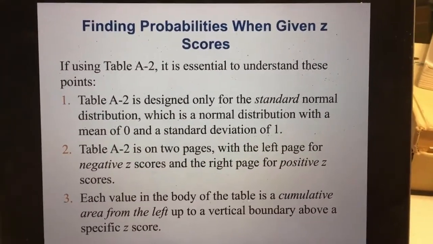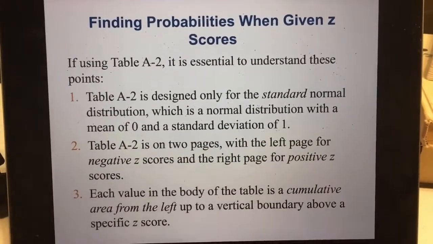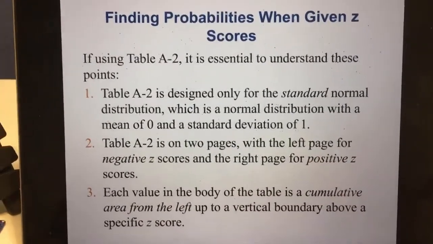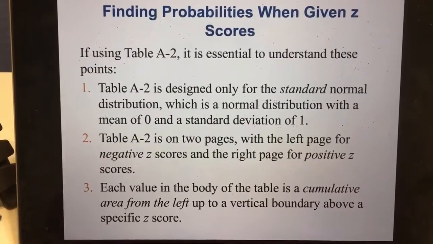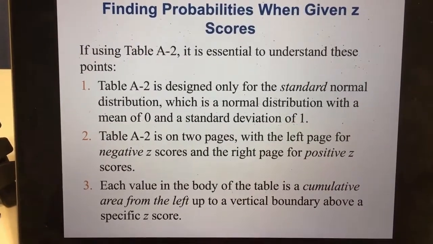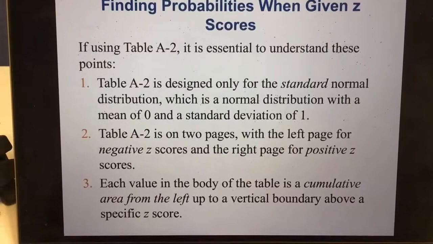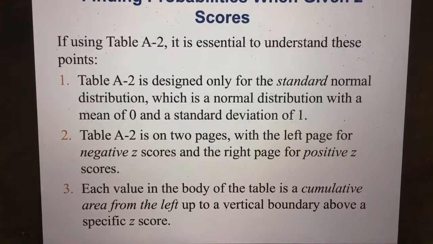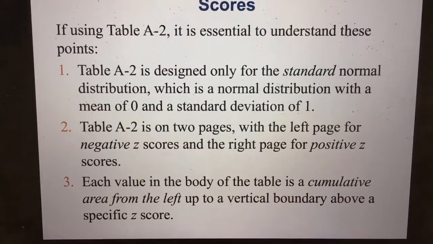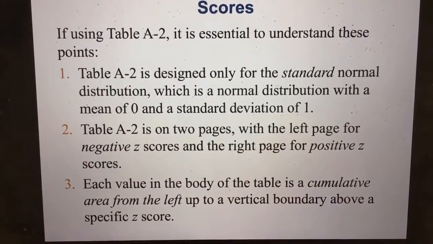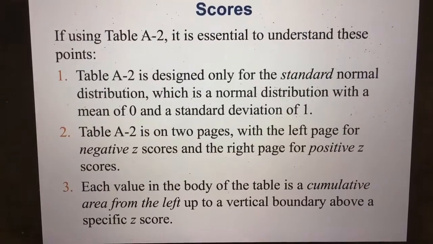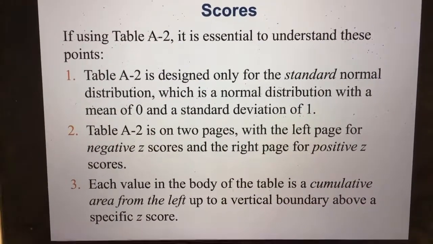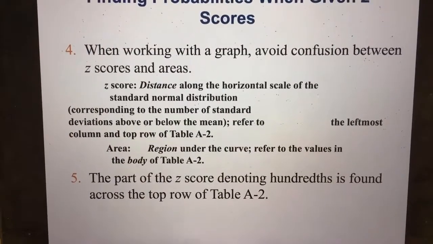If using A2, it is essential to understand these points. Table A2 is designed only for the standard normal distribution, which is a normal distribution with a mean of 0 and a standard deviation of 1. Table A2 is on 2 pages, with the left page for negative z-scores and the right page for positive z-scores, and each value in the body of the table is a cumulative area from the left up to the vertical boundary above the specific z-score. We're going to see some of that in just a minute.